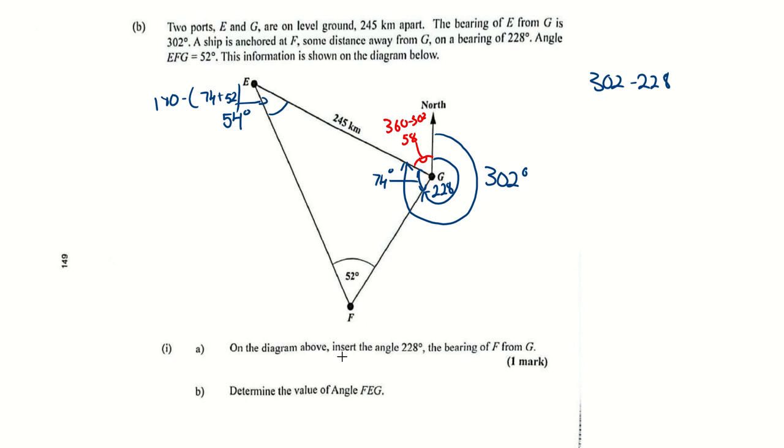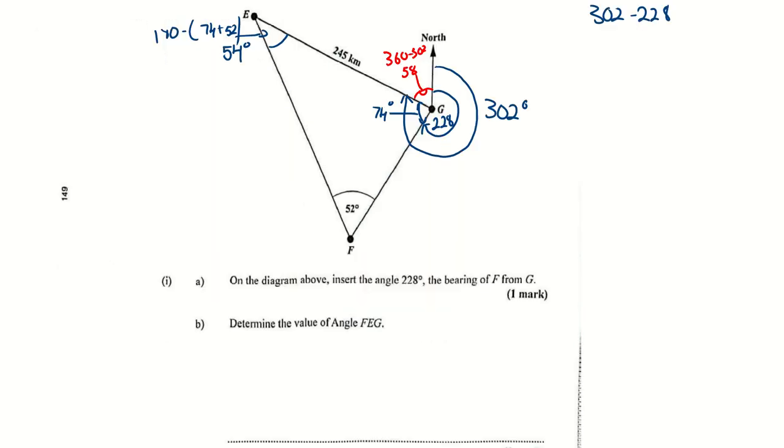Okay. On the diagram above, insert 228, the bearing of F from G. We have that. That's this angle. That's this part here. Determine the value of FEG. FEG, that's this angle here. We already did it. It's 54. Right? So you see, we did need it. And that's one mark.